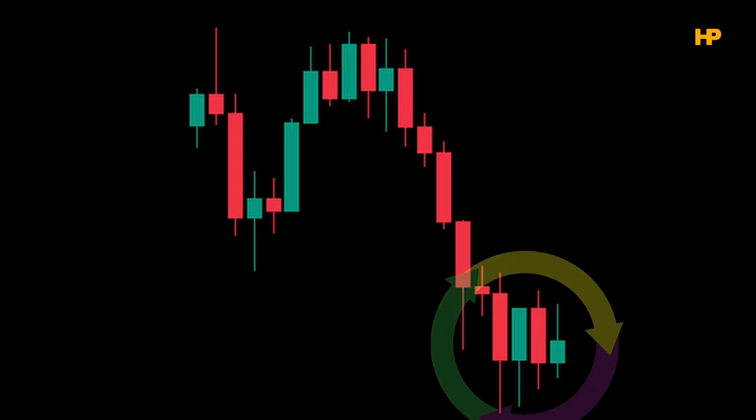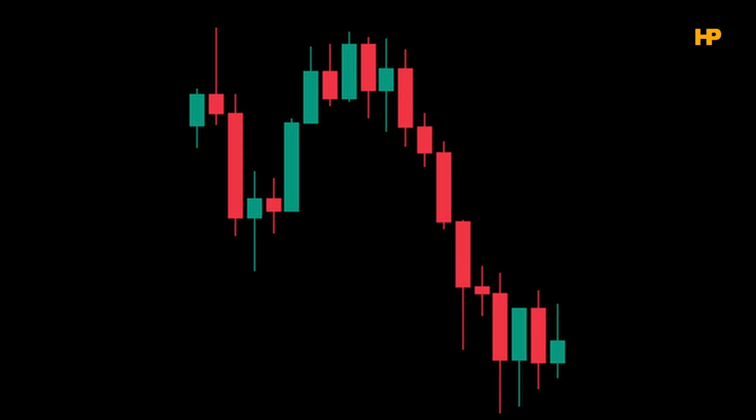Why does the price return to this zone later? Because the drop exhausts sellers, and the market seeks new buyers to balance the imbalance, letting institutions defend their sell positions or add more orders.